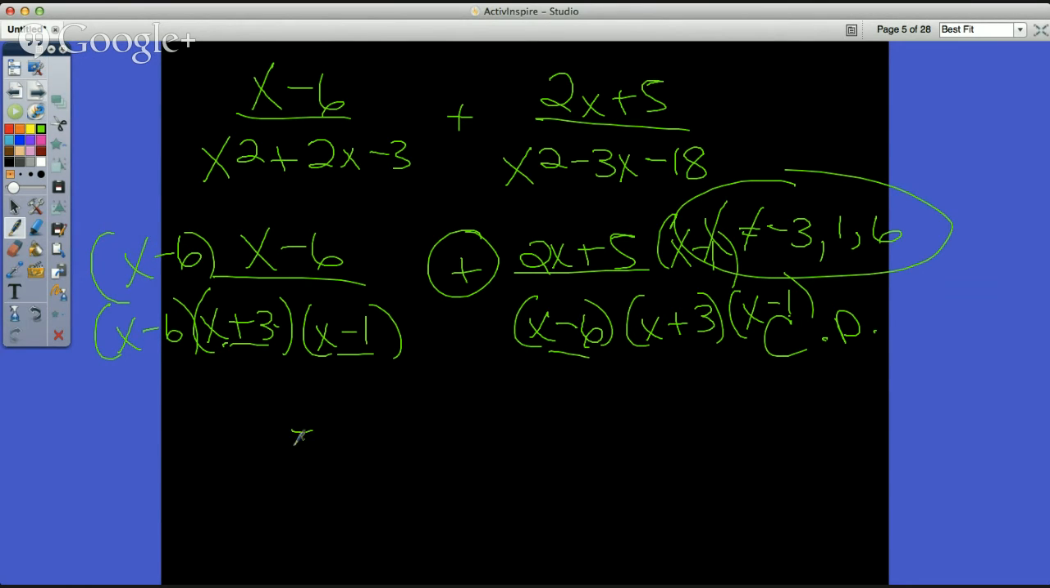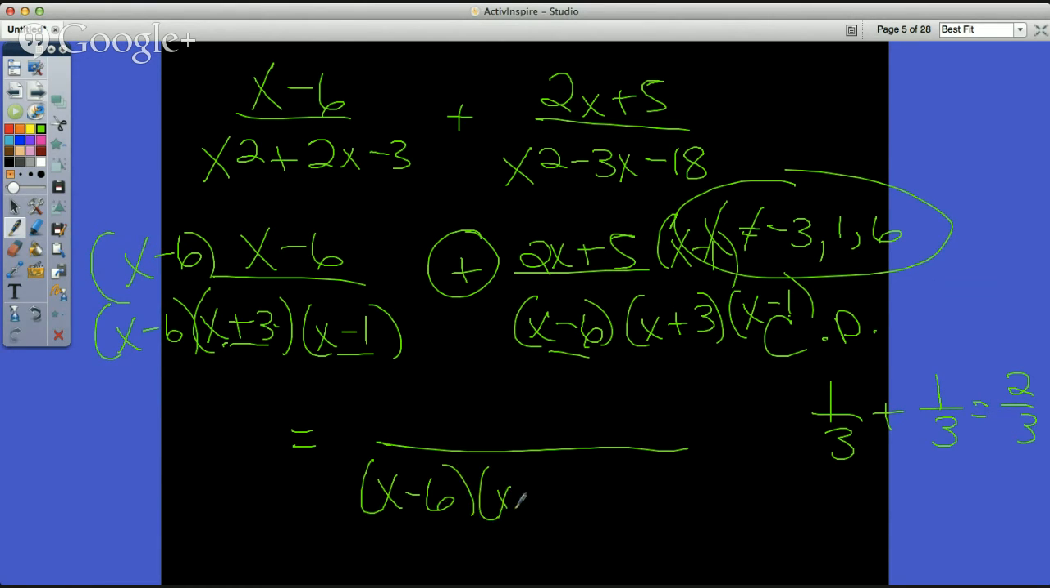Now, with the common denominator, you do not have to multiply the bottom. All you have to do is just combine it, right? So let's say we have 1/3 plus 1/3. What would we get? What would be the answer here? 2/3. Did I do anything to the bottom? No. Same thing here. We're going to leave x minus 6, x plus 3, and x minus 1 all underneath the whole equation, okay?